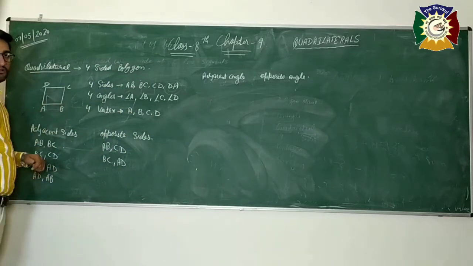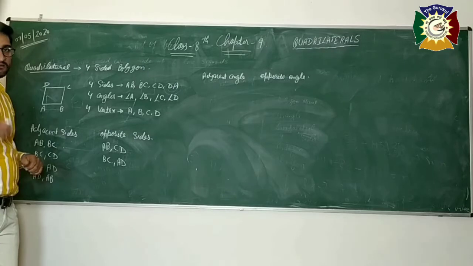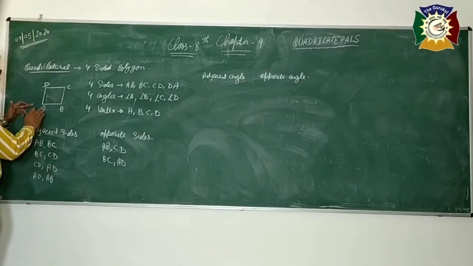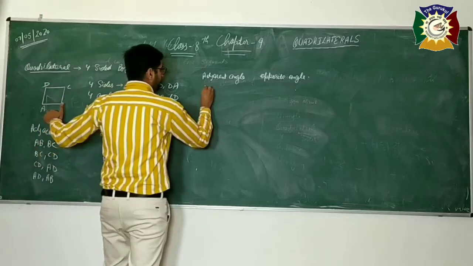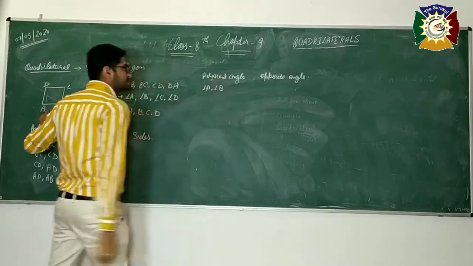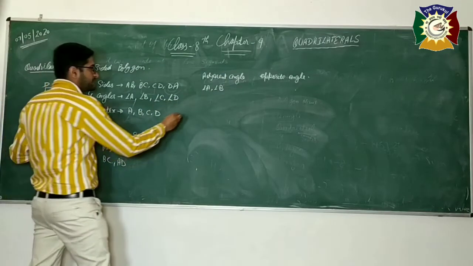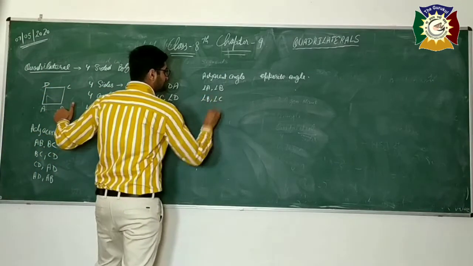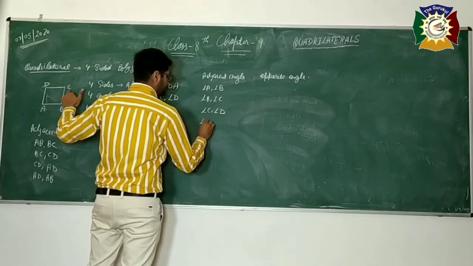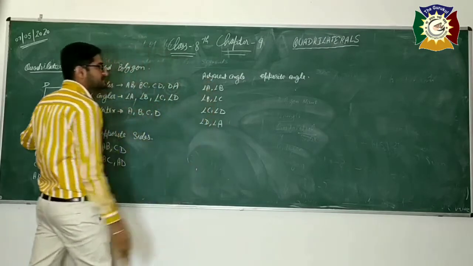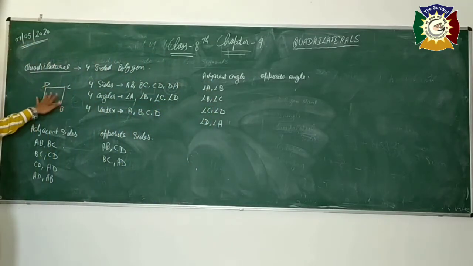In the adjacent angle, one arm will be common. As you can see, this is angle A and angle B, and in these two angles, the arm AB is common for both the angles. So that's why we call them adjacent angles. So angle A and angle B, this is the first pair of adjacent angles. Angle B and angle C, angle C and angle D, angle D and angle A. So these four are the pairs of adjacent angles.